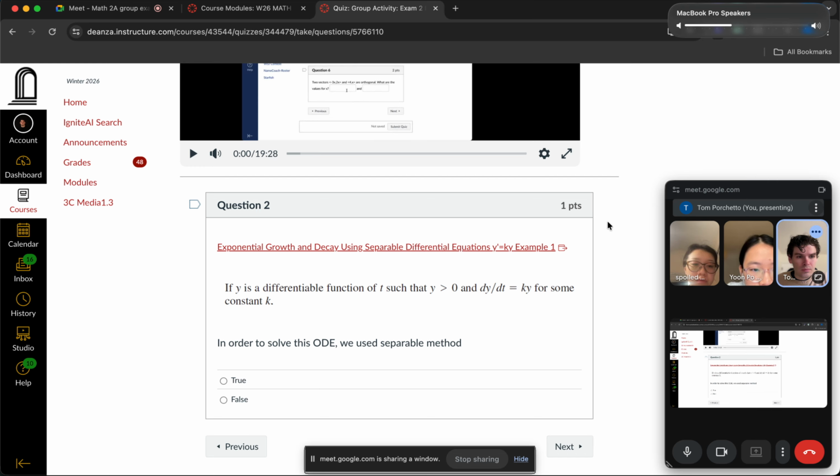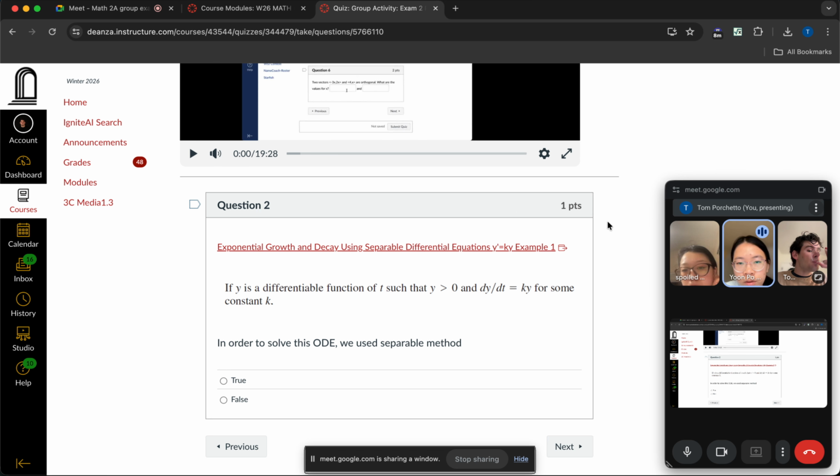For 2, it is also the same question, but here it is asking whether we can use a separable method to solve this differential equation. In order for us to solve this, we have to separate the similar terms onto the same side. Since we have dy and dt, we need to separate them. So we will use a separable method. We can put y and dy on one side, and k and dt on the other side, and then from that we can integrate it.